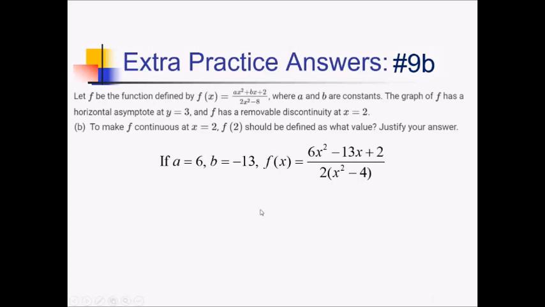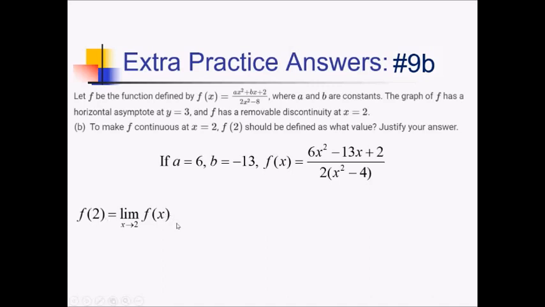So now in order to figure out the value that f of 2 should be, we want f of 2 to equal the limit of this function here. We know that if we plug in 2 right away, we're going to get 0 over 0. We demonstrated that in part A, and that's no good. But a removable discontinuity, the nice thing about it is that you can remove it, usually by factoring and canceling. So we're going to go ahead and do that and find the limit as x approaches 2 of f of x.